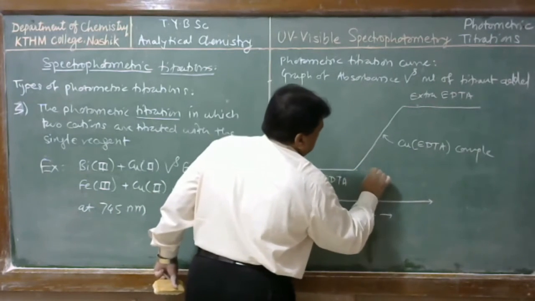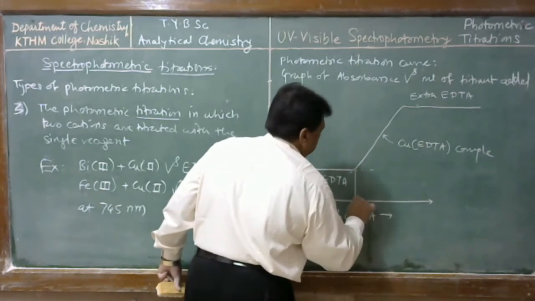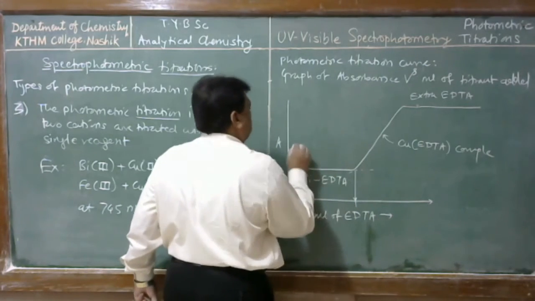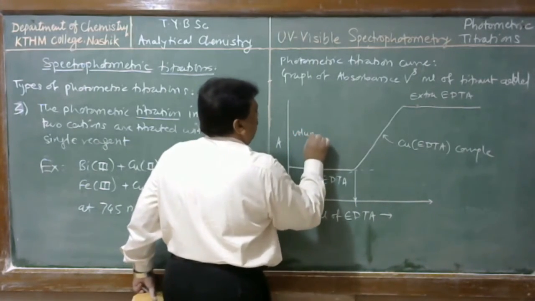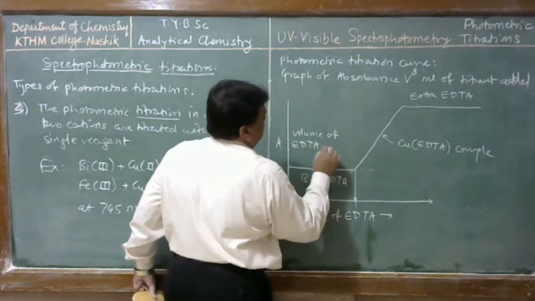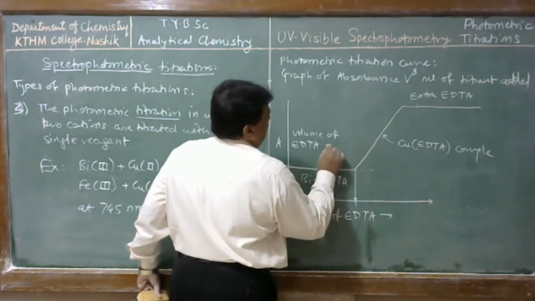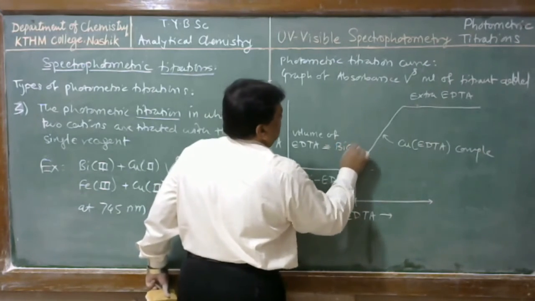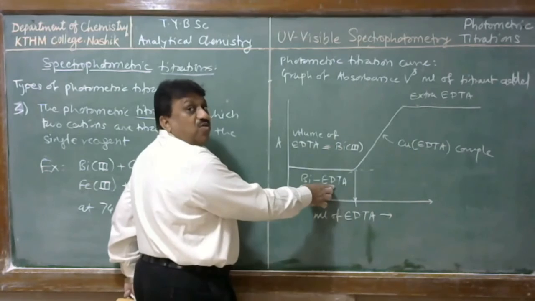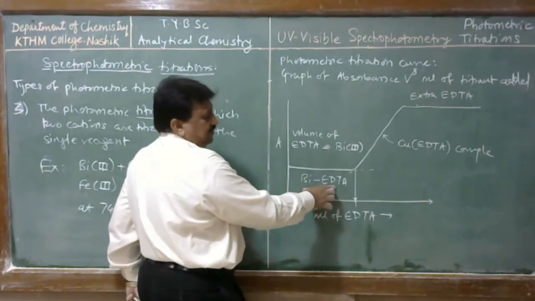Therefore, here this is a volume. This much volume is the volume of EDTA required for reaction with bismuth third, and therefore this much volume we can utilize for determination of the concentration of bismuth.